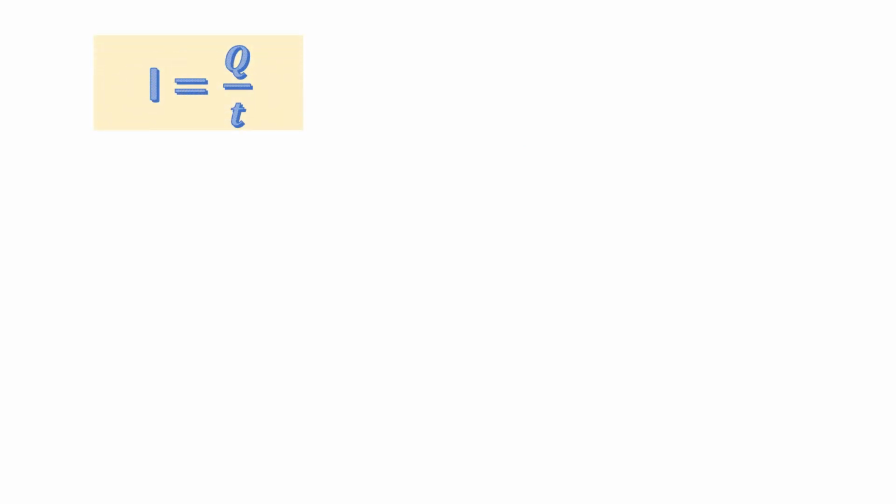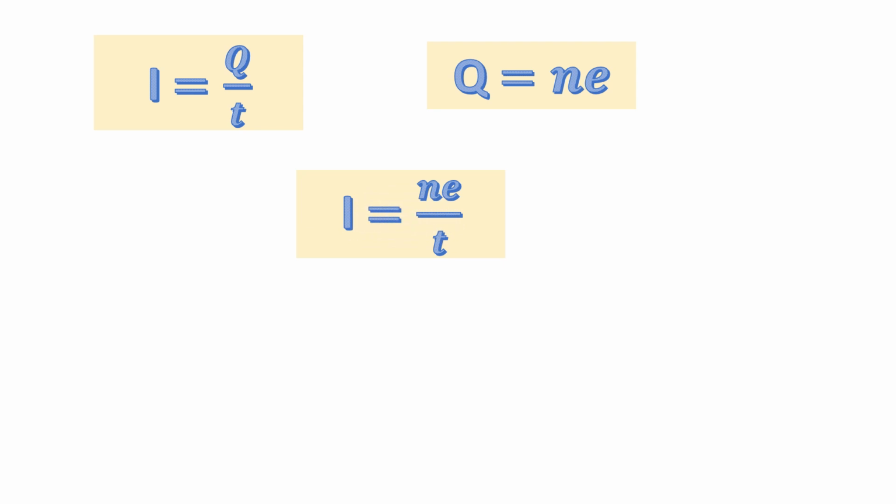Okay, so if it is defined as Q over T, previously we have known that Q is equal to the number of electrons multiplied by the charge on one electron, that is Q equal to Ne. So can we substitute Q with Ne and write I equal to Ne by T? In place of Q we have written Ne. Alright.